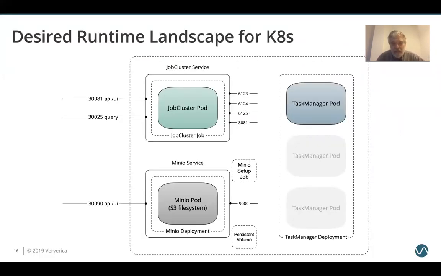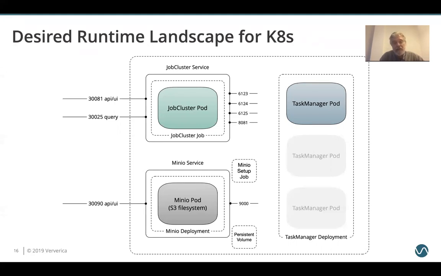So this is the landscape that I want to build for this in Kubernetes. You can see that on the right, I've got a scalable set of task manager pods, wrapped in a task manager deployment. On the left, I have a job cluster service wrapped around a job cluster pod. So this is running the job manager. It's exposing a set of ports that you see on the right that the task managers can use. And it's exposing a set of ports on the left to the outside world so that we can manipulate this job from outside the cluster.